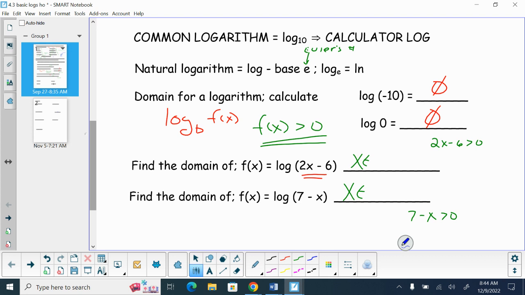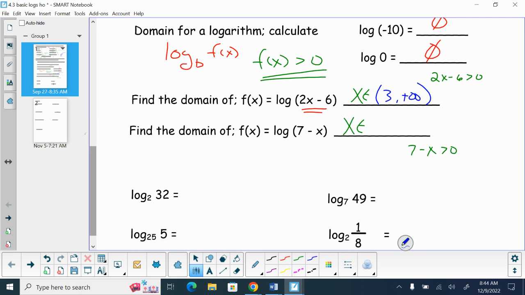Justin, what do you have for the first one? X is in the interval 3 to positive infinity. Okay, 3 to positive infinity and beyond, as 2x minus 6 has to be greater than 0. So I add my 6 over, divide by 2. X has to be greater than 3.